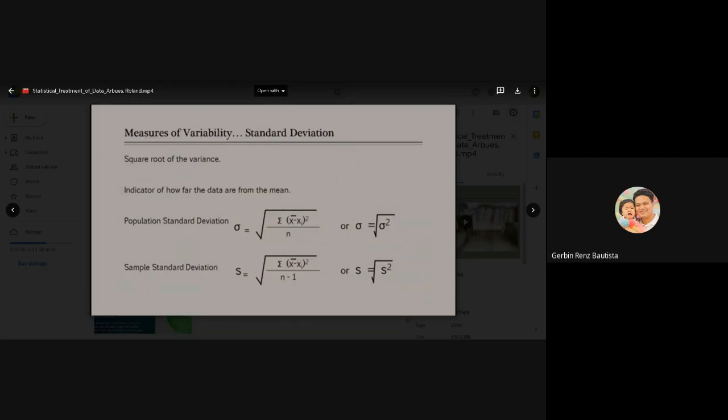Standard deviation is the square root of the variance. It is an indicator of how far the data are from the mean. The simplified population standard deviation is sigma, equal to the square root of sigma squared. And for the sample standard deviation, S is equal to the square root of S squared.